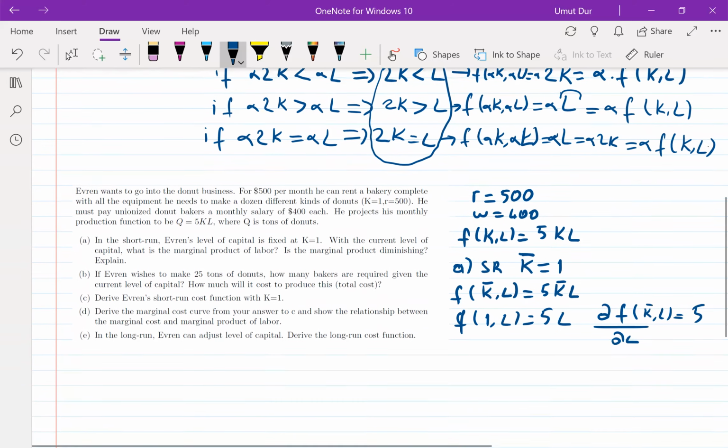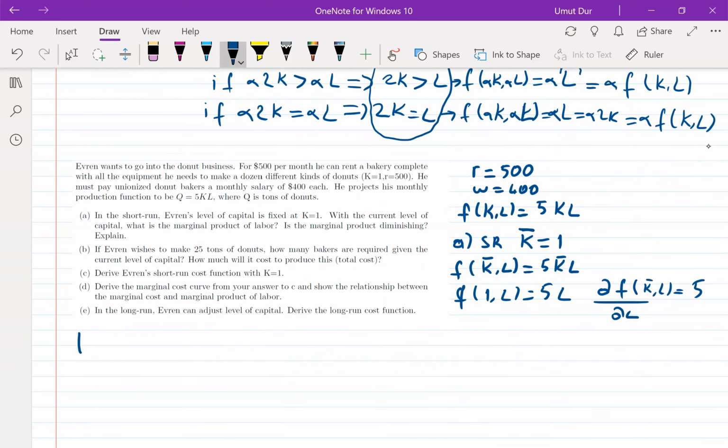Okay, this is the first one. The second part asks: he wishes to make 25 tons of donuts, and how many bakers are required, given the current capital level? Okay, we are still in the short run.